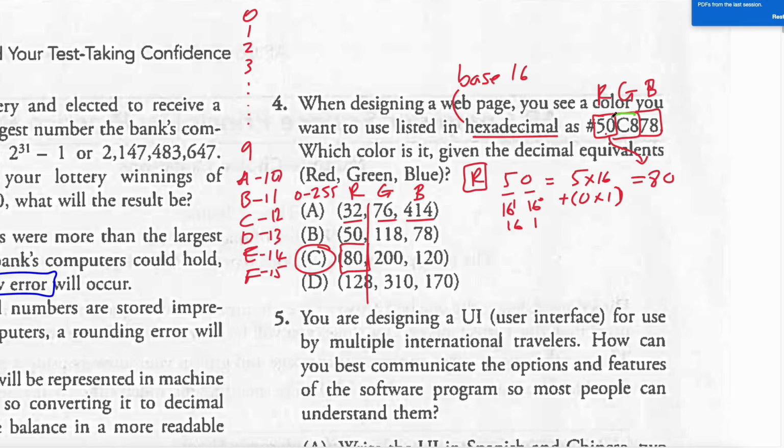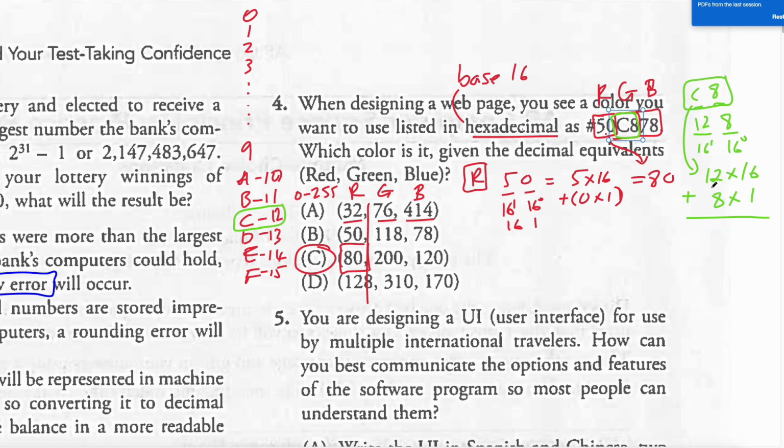So the amount of green is C8. So C8 is representing the green. Now that C over here is worth 12. So you've got to be very careful in this. The C is worth 12 and the 8 is obviously worth 8. And that's a 16 to the 0 and this is a 16 to the 1. So the value of this C8, how we find the value is we have 12 in the 16s place, and then we have to add 8 in the ones place because 16 to the 0 is worth 1.